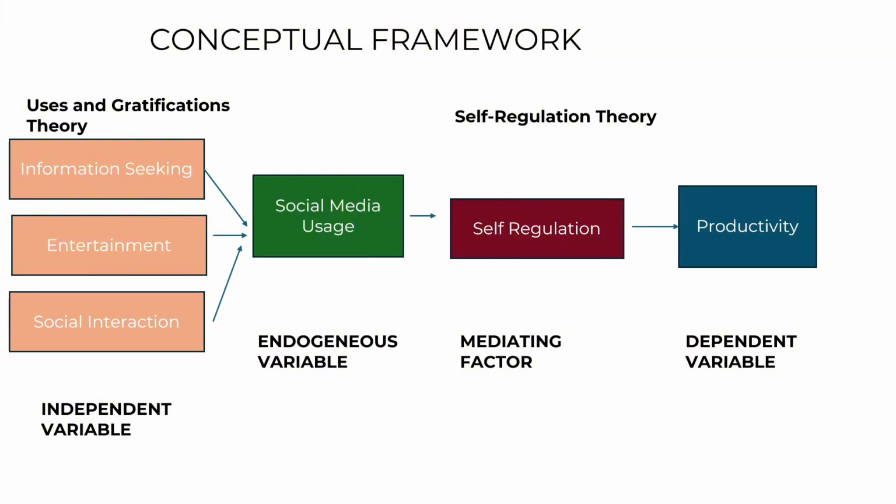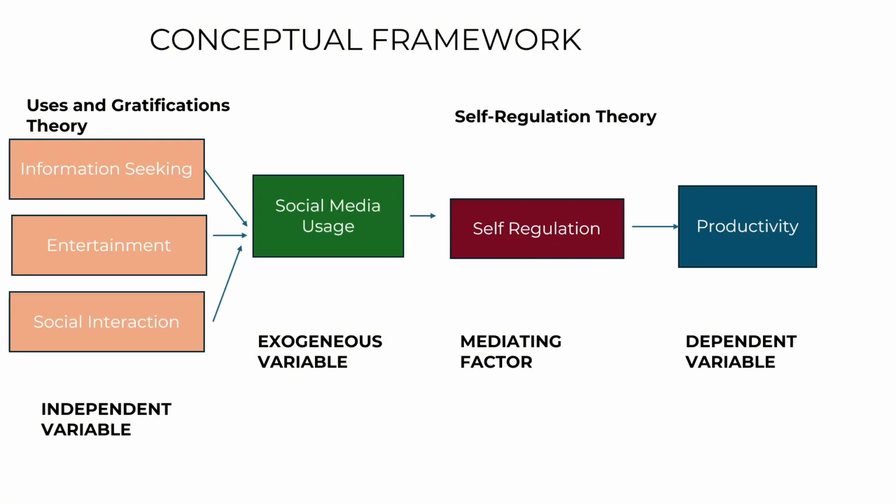Then we have the self-regulation theory. So we just chose a factor from it, which is self-regulation. And in this study, it becomes our mediating factor because through self-regulation, productivity is increased when social media is being used, as a mediator between the independent variable and the dependent variable. And we have productivity as our dependent variable, which is the final outcome we are trying to measure in the study.